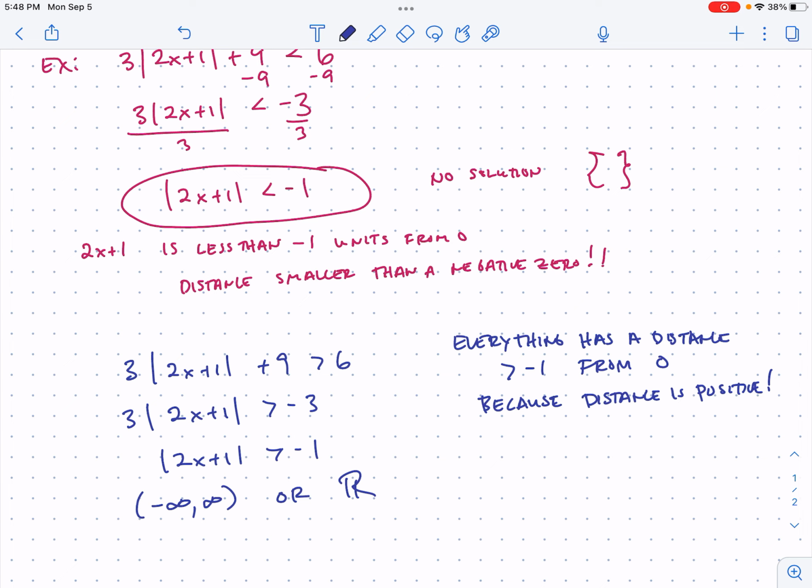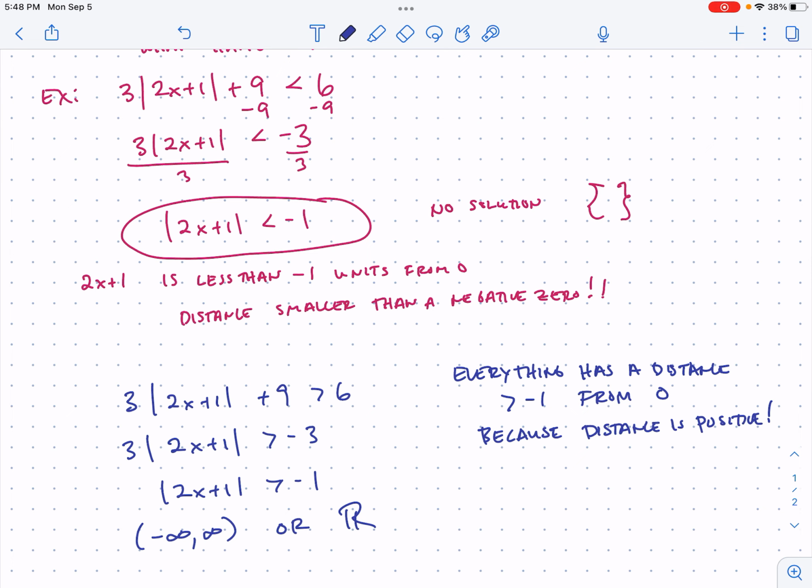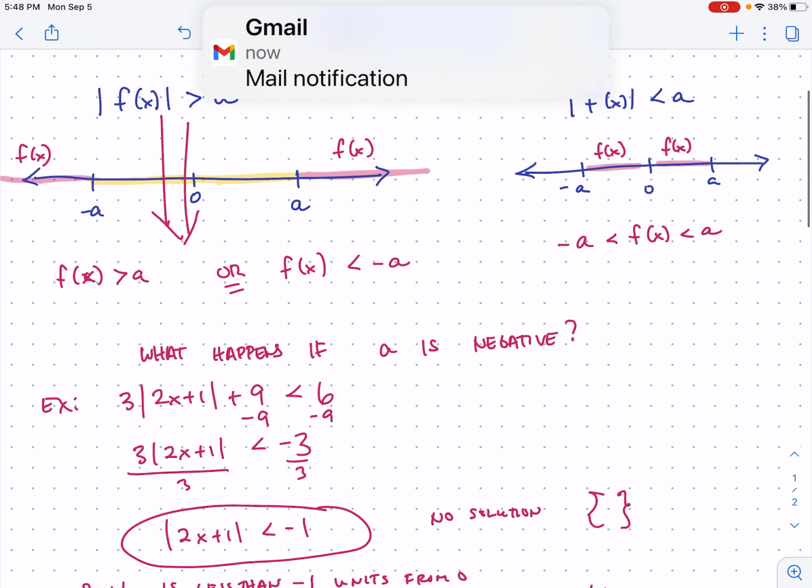So hopefully that clears up any issues you might have been having trying to figure out what to do when you have a negative number on one side of an absolute value inequality.